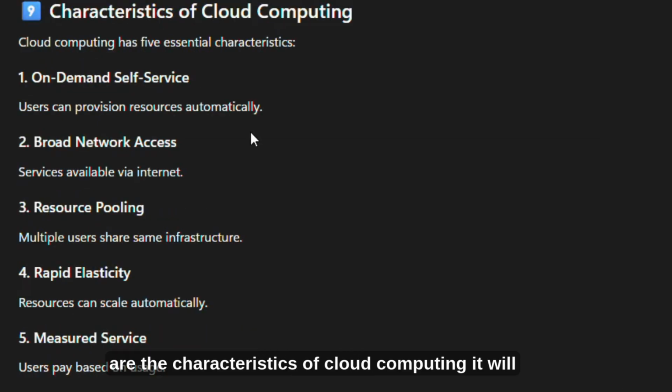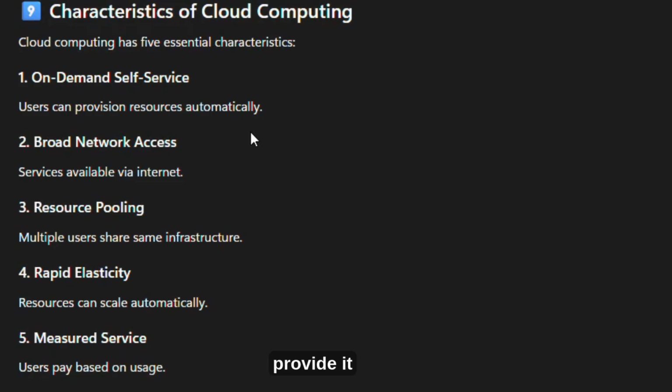What are the characteristics of cloud computing? It provides five essential characteristics for the users. On-demand self-service: users can provision resources automatically. On-demand self-service means the users provision the resources automatically as they need. The next one is broad network access. The services are accessed over the internet.